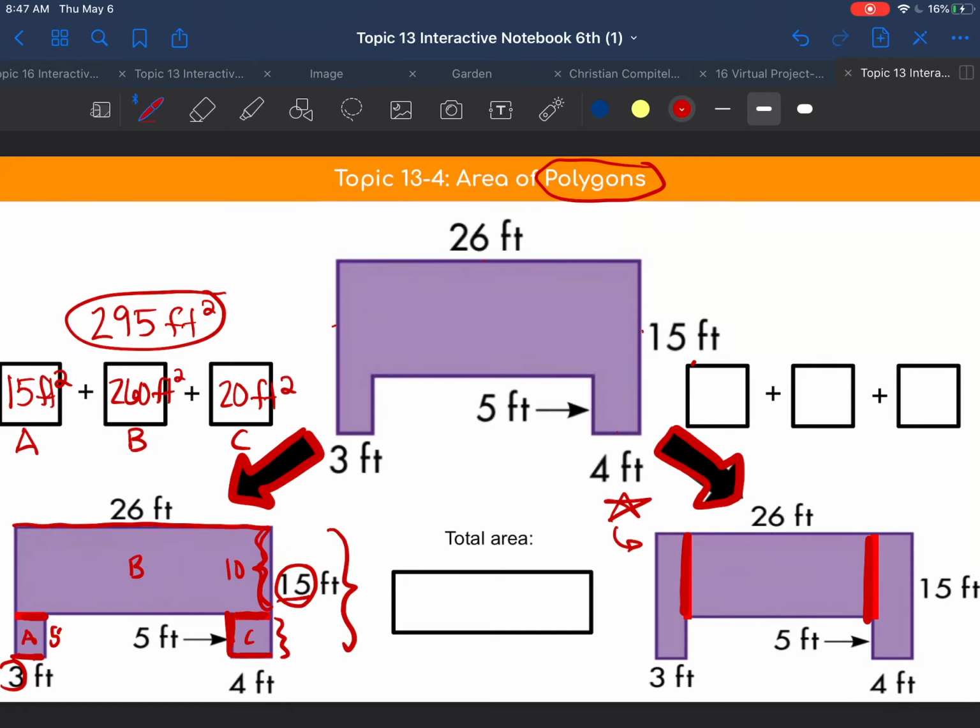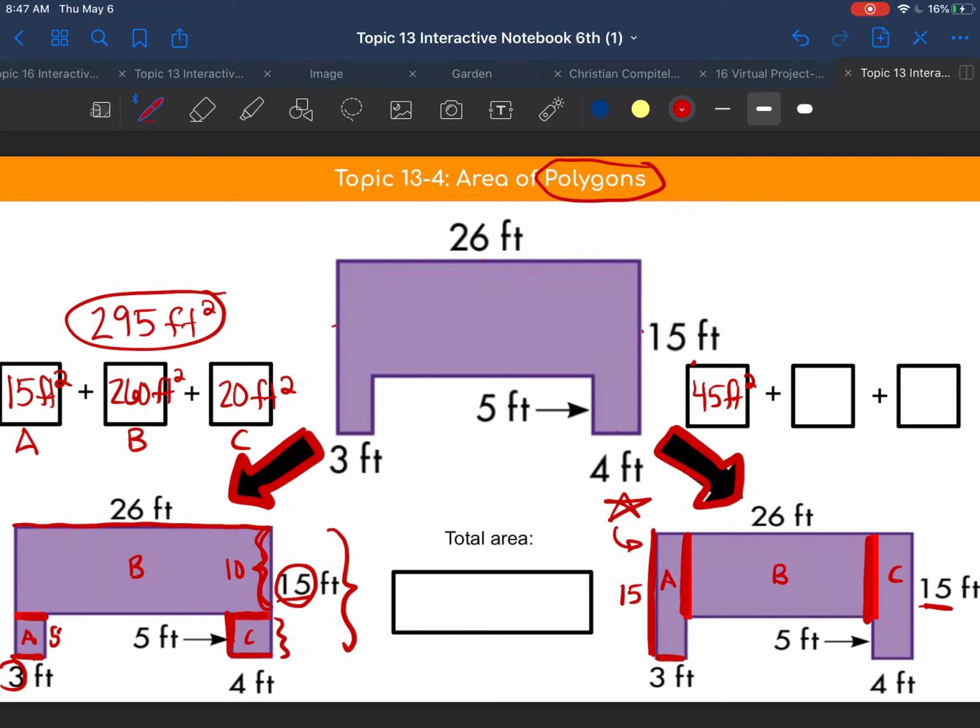So let's find out. So again, I'm going to label them A, B, and C. All right. A, the width is 3. Length and width, this vertical dimension, it's 15 over here, so it has to be 15 over here. So 15 times 3 feet is 45 feet squared.